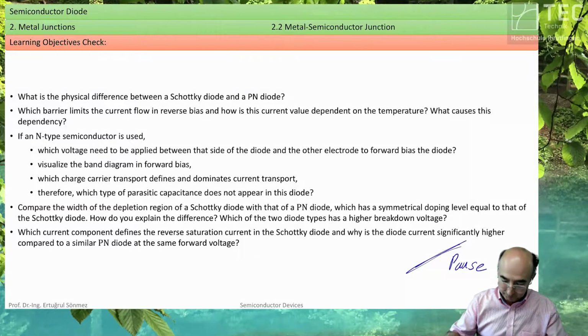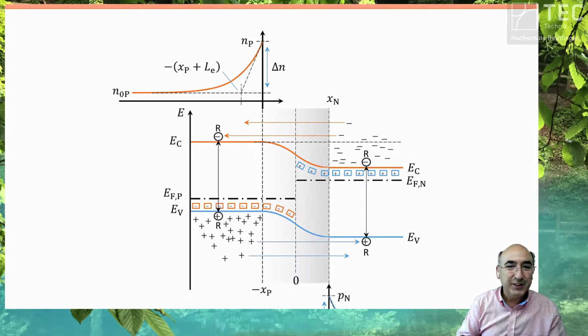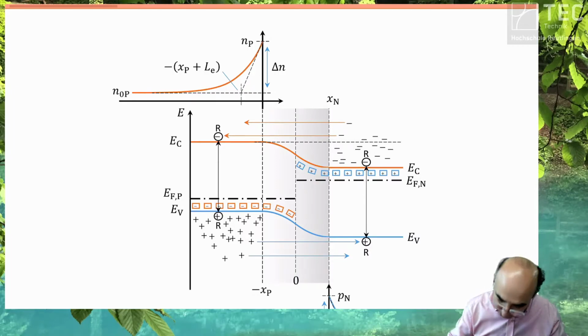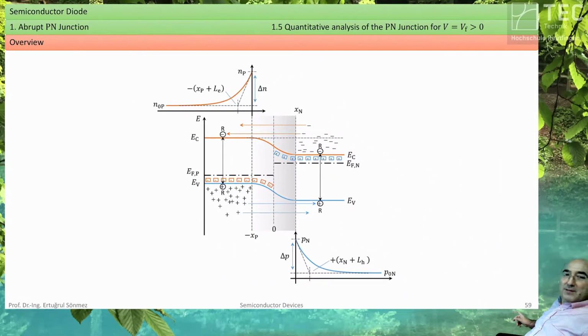and continue our lectures. Oh, before we continue, I have forgotten to tell you something very important. It is valid for the PN junction and also for the Schottky diode. For that purpose, just go back to the band diagram here. Now here we are. Okay, so let's go to the band diagram. That's on page 59.